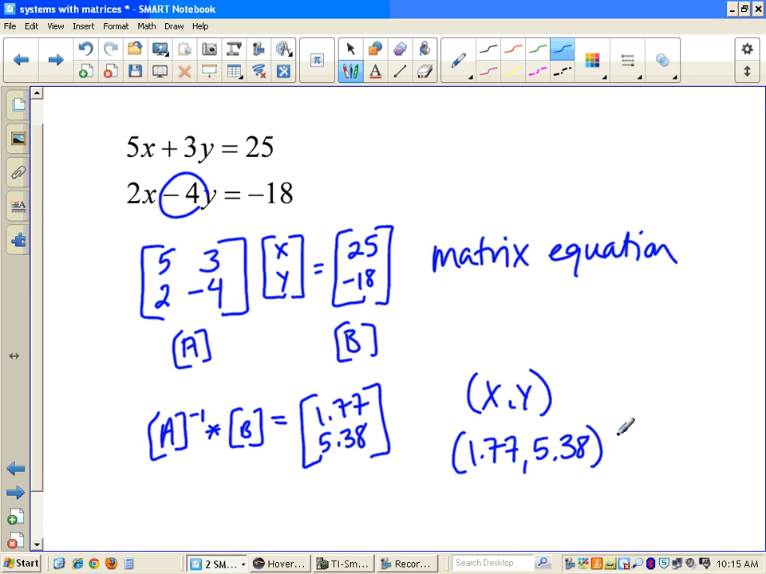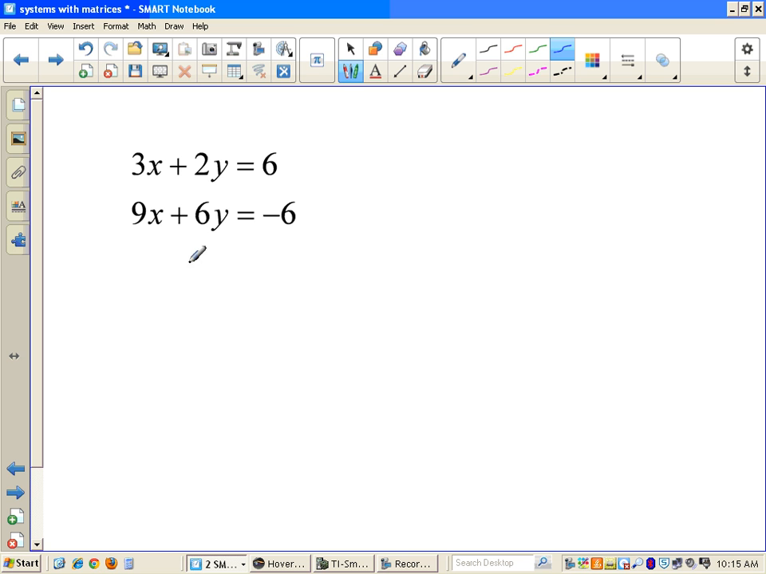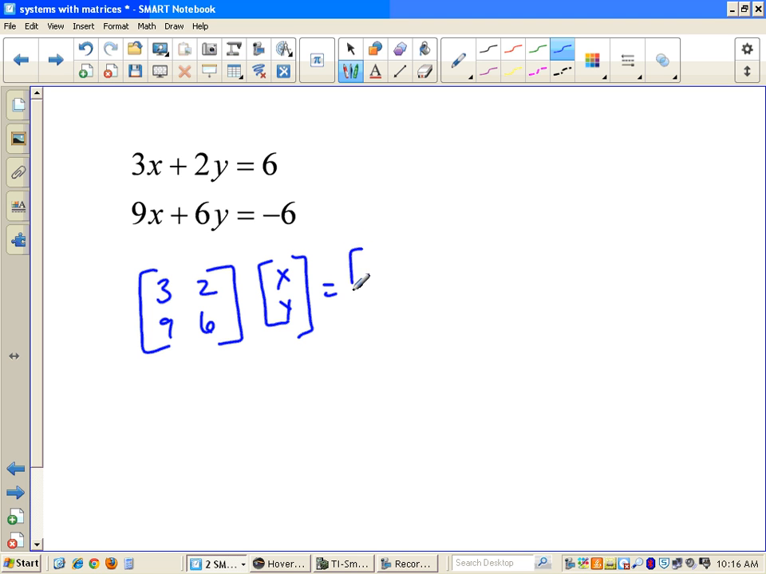Moving along, next problem. Okay, hopefully you're well ahead of me already making your matrix equation. 3, 2, 9, and 6, and X and Y, and 6 and negative 6. Sorry, my matrices are getting sloppier. So here's my matrix equation. I'm going to plug this in for A, and this one in for B.